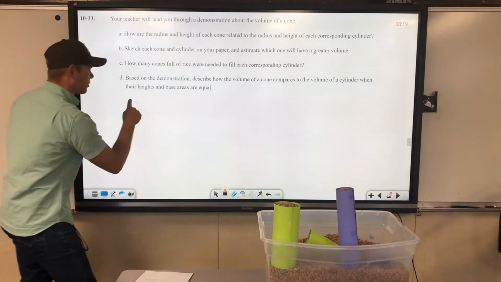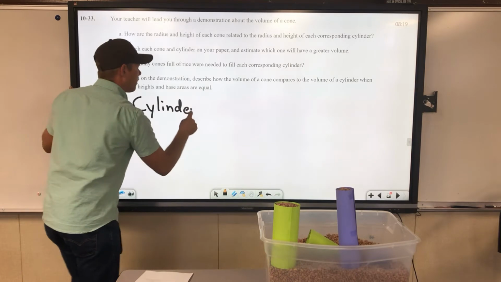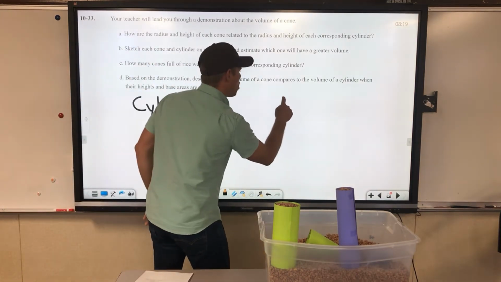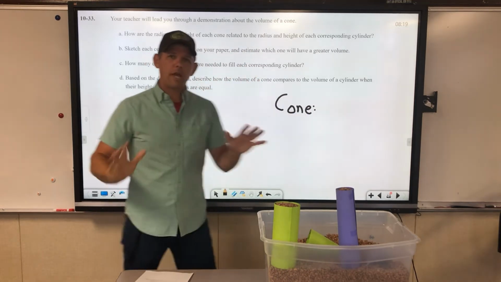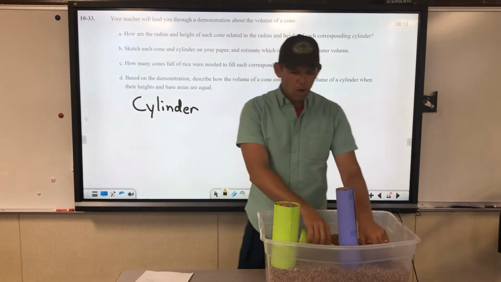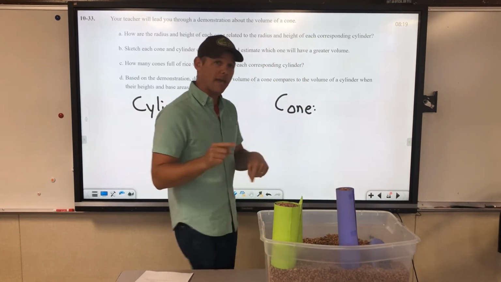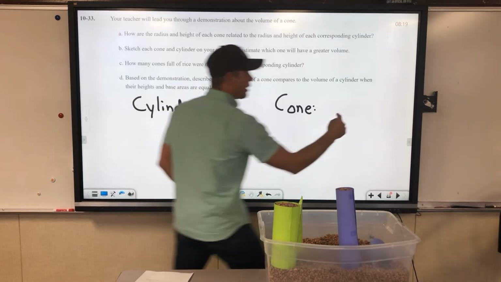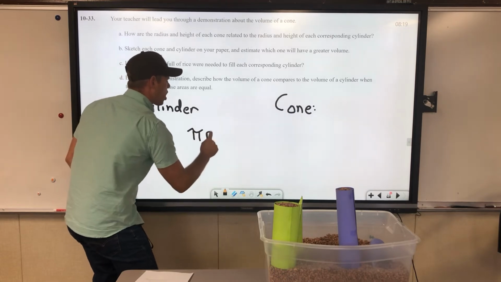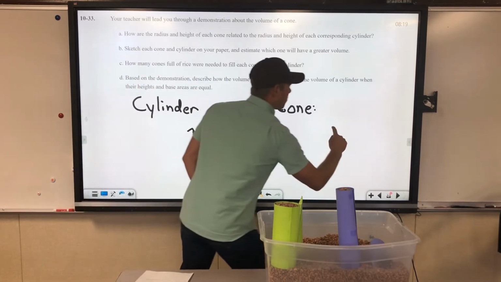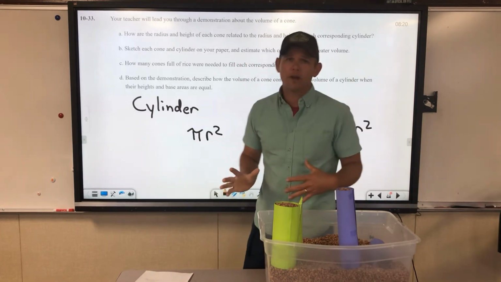On your papers, I want you to write cylinder. And over here, I want you to write cone. So here's what we know for sure. They both have a circle base. And therefore, if they have a circle base, the area of the base is going to equal pi r squared. Pi r squared.